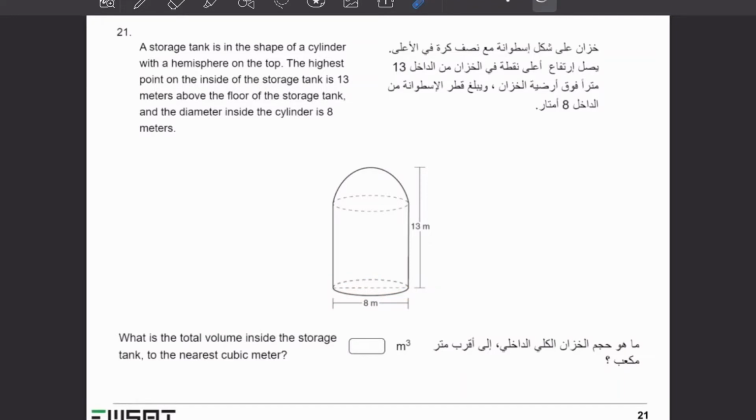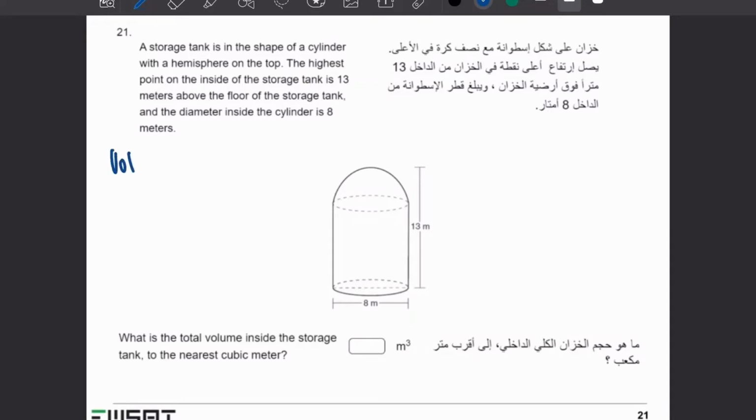What is the total volume inside the storage tank? So we have to find the volume within the storage tank to the nearest cubic meter. So first off, we have two shapes, which is a hemisphere and then a cylinder. So first off, we can start by finding the volume of the hemisphere. And there's a certain equation that you can follow for finding the volume of the hemisphere.